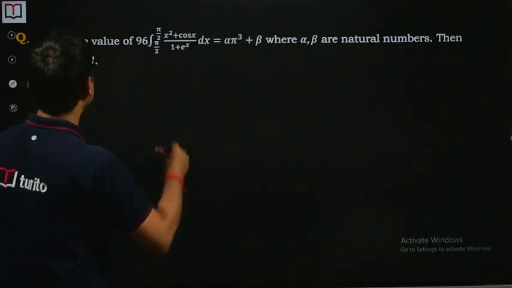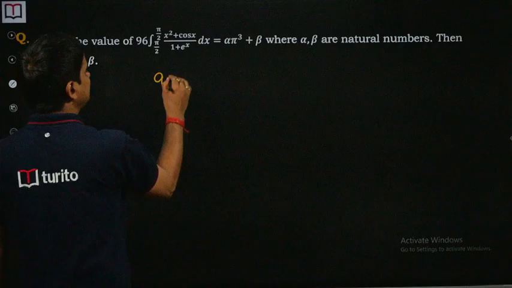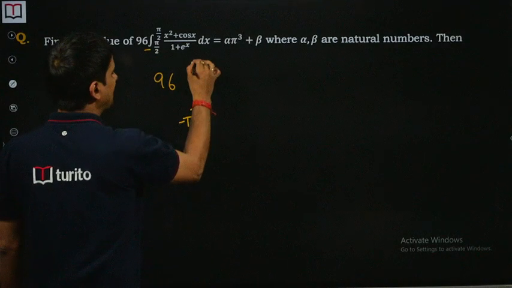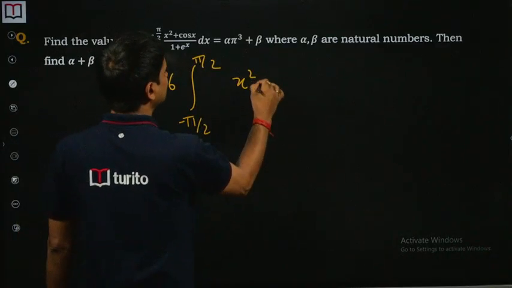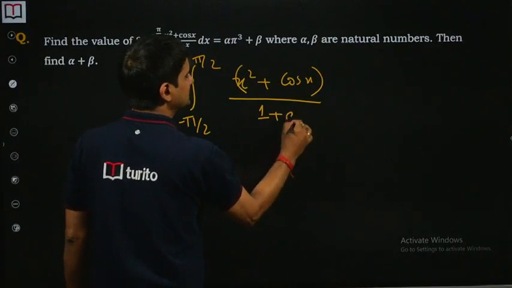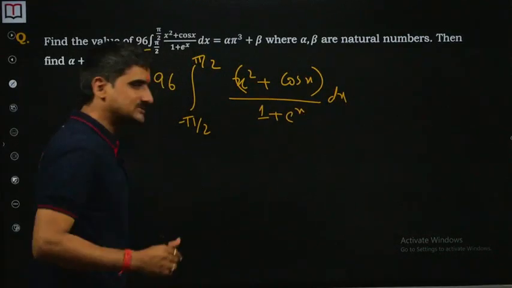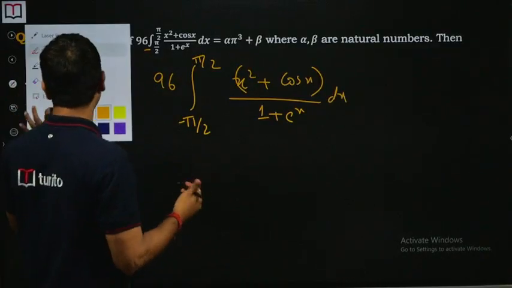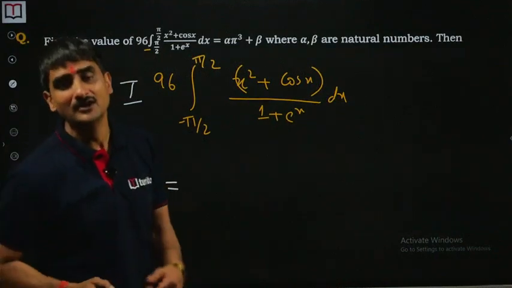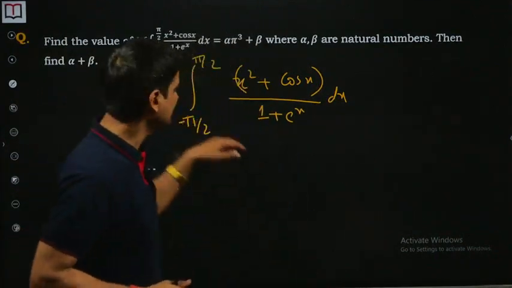See, next is again, see, the value of 96 times integral from minus pi by 2 to pi by 2 of x square plus cos x upon 1 plus e raised to the power x dx. Now see, of course, what are we going to do? We will be applying the Bahubali property, the famous Bahubali property. Why so? Because when we apply it here, nothing will change.